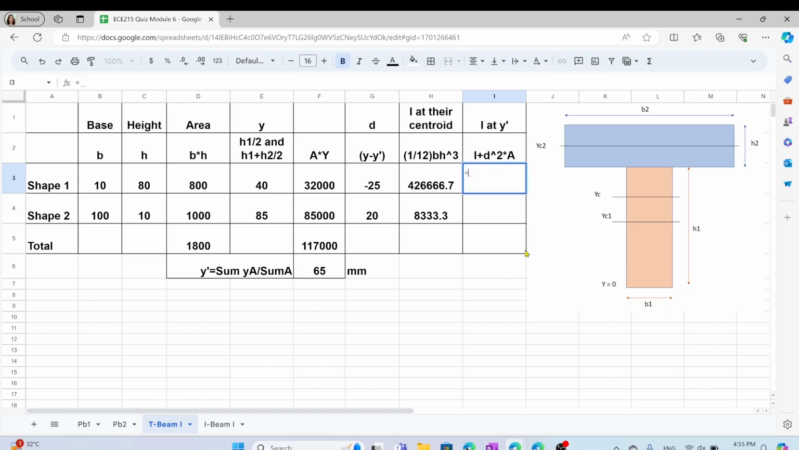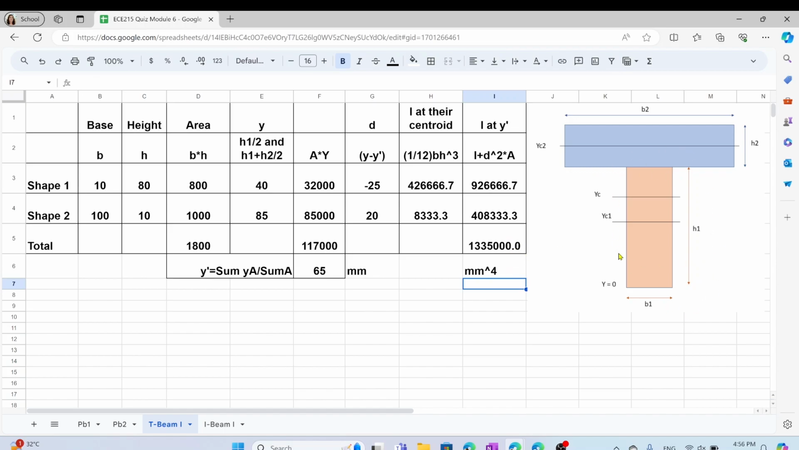Okay. And now the final calculations will be your theorem of parallel axes. So I will add the moment of inertia about their own centroid plus the distance squared times the area of each element. And yes, we can drag this formula. And the total moment of inertia of this shape equals the sum of this one and this one. Instead of sum, you can write I3 plus I4. That doesn't matter. And this is millimeter fourth for the unit.